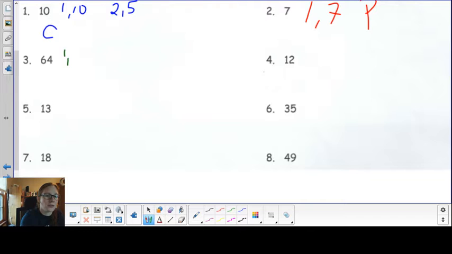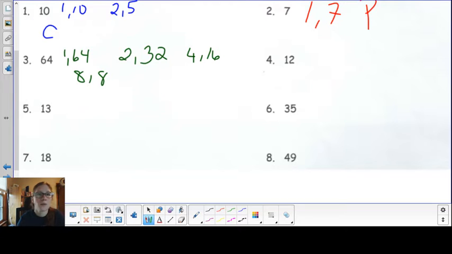64. I've got 1 and 64. 2 and 32. Let's see, 6 and 4 give me 10, so I can't divide by 3. Can I divide by 4? Yep. 4 and 16. 5? 6? Nope, because I couldn't divide by 3. 7? Nope. 8? Yep, I've got 8 and 8. He's a perfect square there. And after that, I have them all talked about. So he is a composite one.